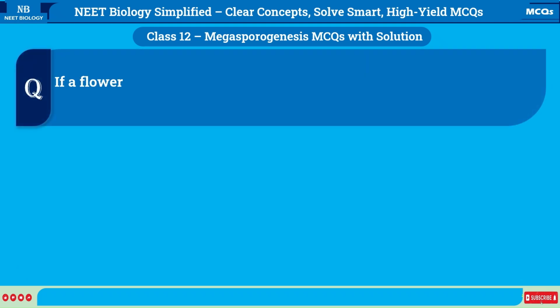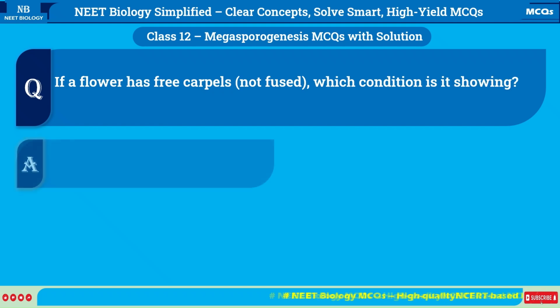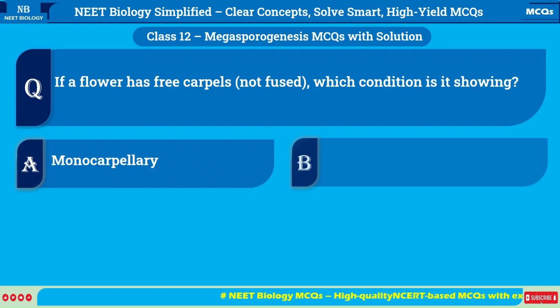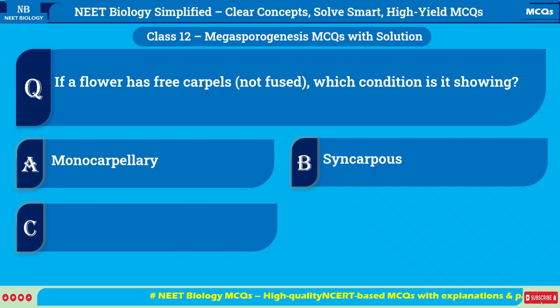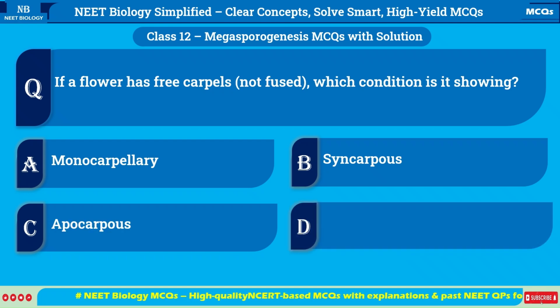If a flower has free carpels, not fused, which condition is it showing? A. Monocarpellary. B. Syncarpous. C. Apocarpous. D. Bicarpellary.